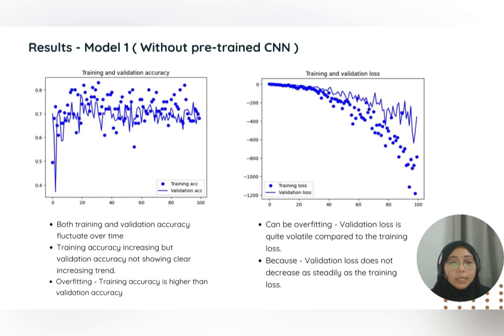On the right side is the training and validation loss graph. The right graph shows the training loss and validation loss for the same number of epochs as the accuracy.